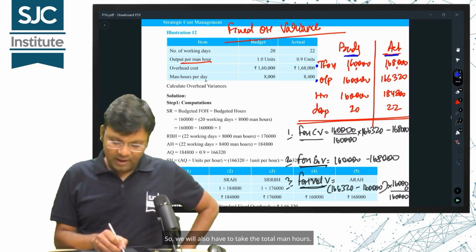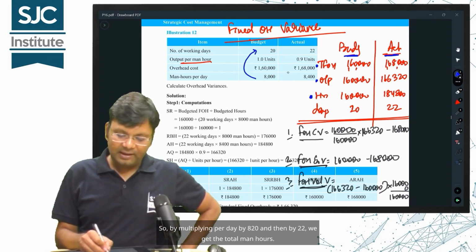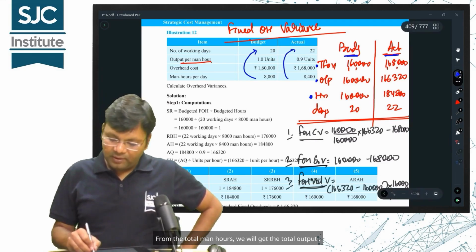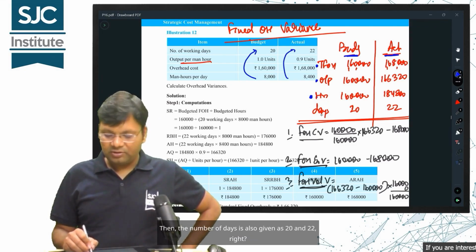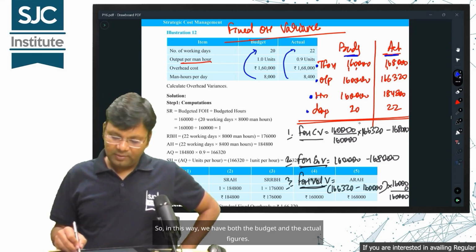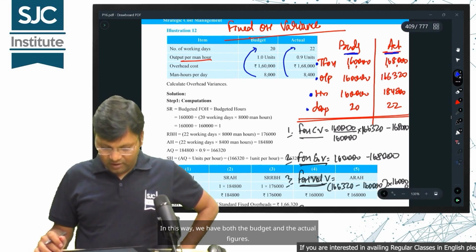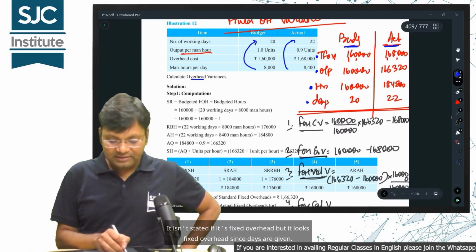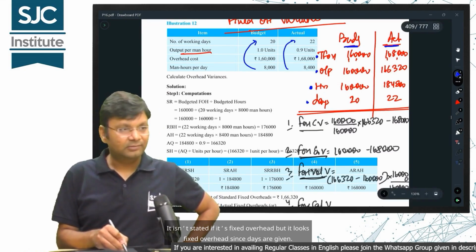So, we will also have to take the total man hours. So, by multiplying per day by 820 and then by 22, we get the total man hours. From the total man hours, we will get the total output. Then, the number of days is also given as 20 and 22, right? So, in this way, we have both the budget and the actual figures. Now, we have to calculate the overhead variances. It isn't stated if it's fixed overhead, but it looks fixed overhead since days are given.